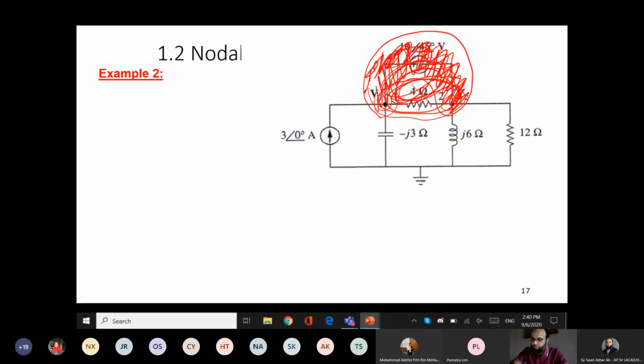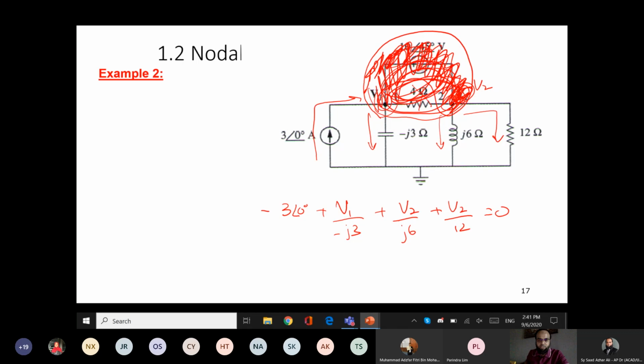Okay, so it will be like V1, this current going here, this branch current, and this branch current. So minus 3 angle 0 plus V1 upon minus J3, plus V2 upon... because here is V2. I have just colored there's V2 here, V2 upon J6 and V2 upon 12 equal to 0. I'll do this in detail in the next slide, but just to show it with this very nice coloring thing, let me remove it.